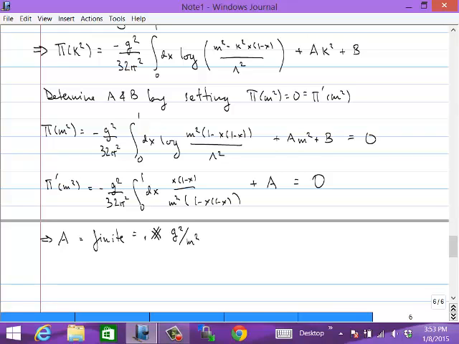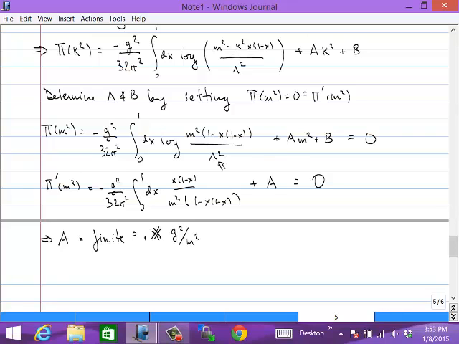The interesting term is b. So you set b by setting pi at m squared equal to 0. And b is going to be logarithmically divergent. But that log divergence is designed precisely to cancel the log divergence in pi.